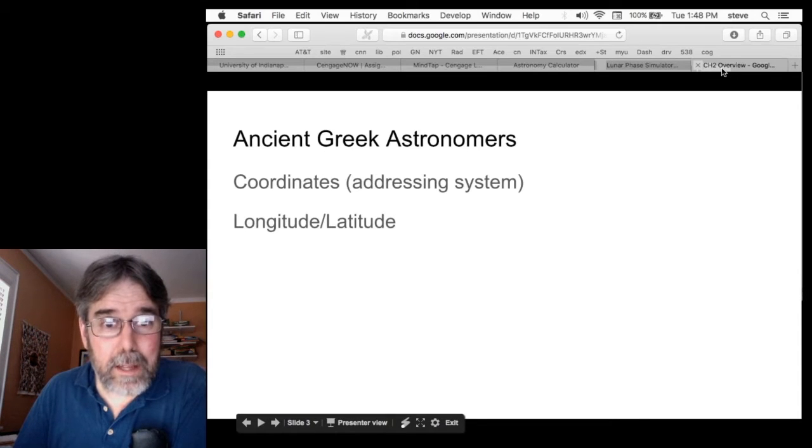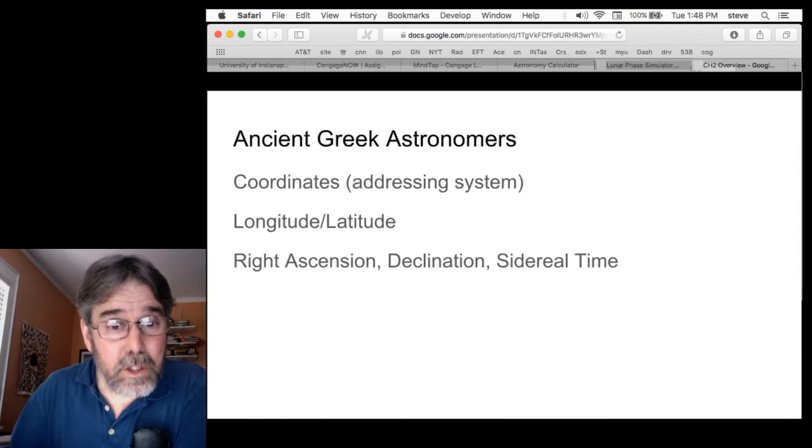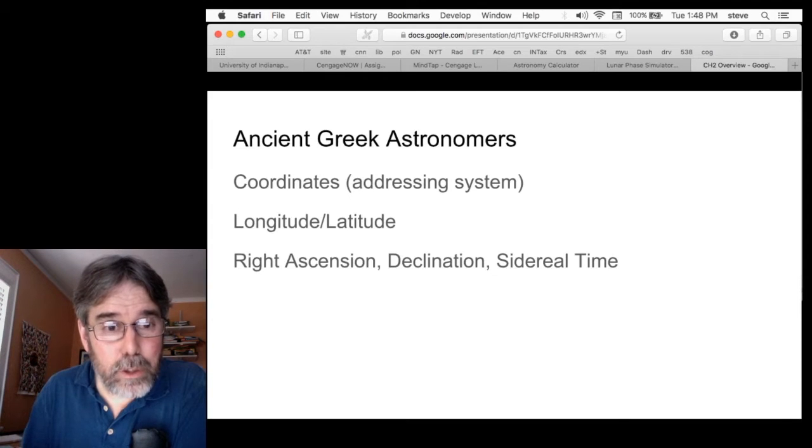I pointed it out in the last overview, but basically there's this idea of longitude and latitude on the surface of the Earth. There's a corresponding idea of right ascension and declination, which are the celestial coordinates. And along with that comes the notion of sidereal time, and that's the absolute time measured relative to the Earth pointing in certain directions in space.